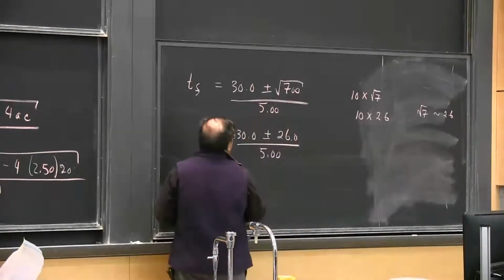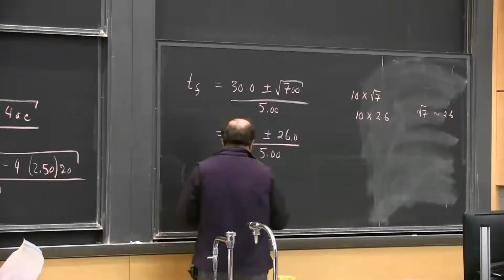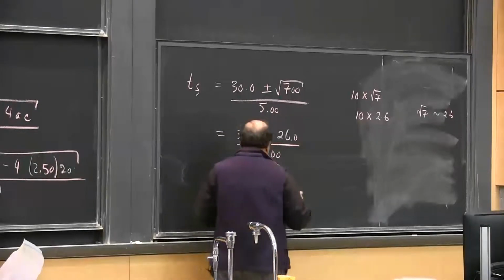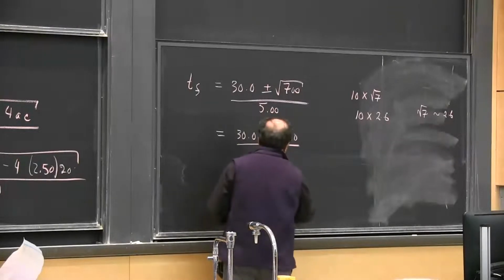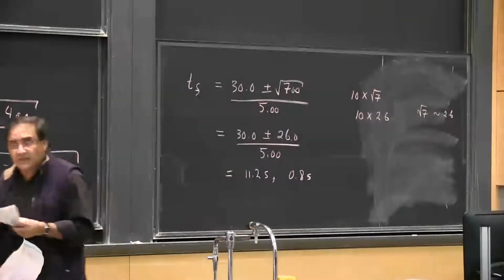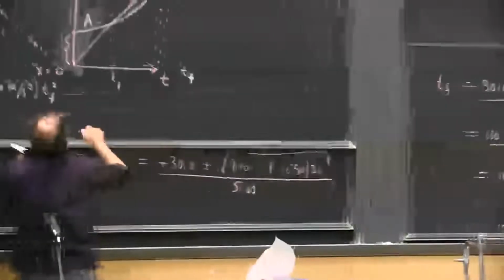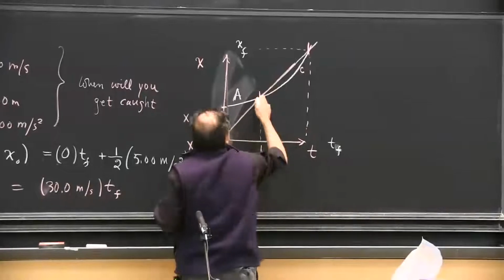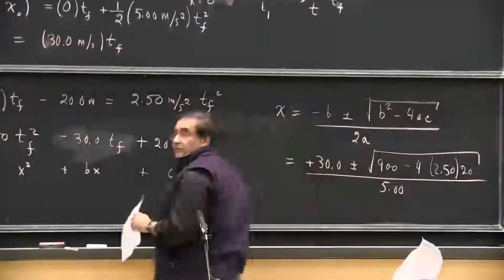So anyway, one answer would be 56 divided by 5, so that would be 11.2 seconds. And the other answer would be 30 minus 26, so that's 4, and 4 divided by 5 is 0.8. So there are two times we get. The first time, 0.8 seconds, is right around here. So the cop actually catches you first here, and then the cop catches you here. This time is 0.8 seconds. This time comes out to be 11.2 seconds.